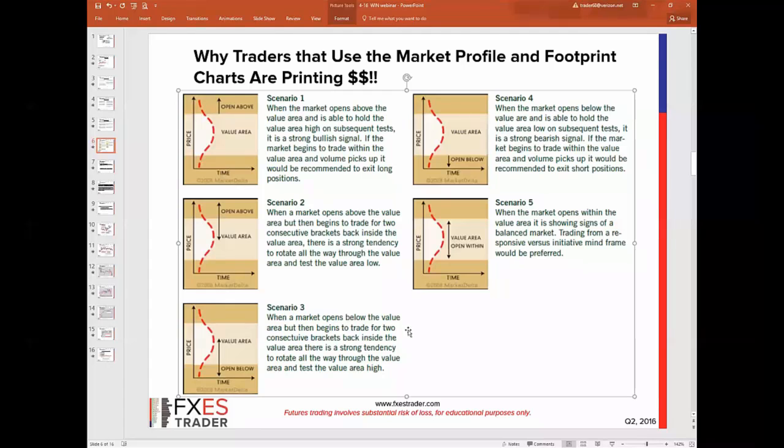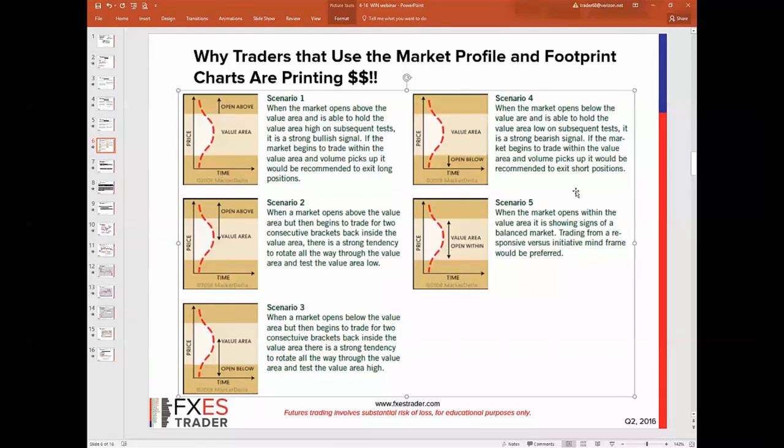Scenario 3, when a market opens below the value area, then begins to trade for 2 consecutive brackets back inside the value area, there's a strong tendency to rotate all the way through the value area and test the value area high, okay? Important. All of these carry equal weights and importance, and it is critical that one's able to recognize these. You may not be able to foretell these types of scenarios playing out, but you can certainly start by being able to see them in the formation, hence the replay I was showing an example of.